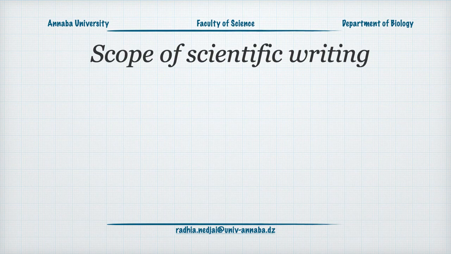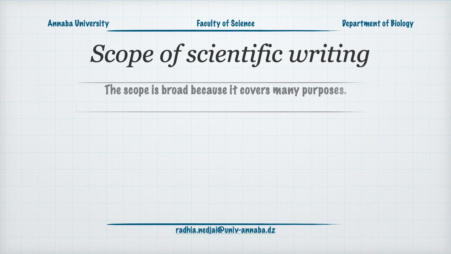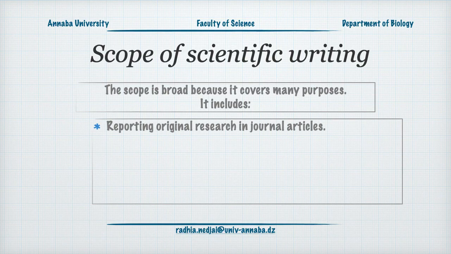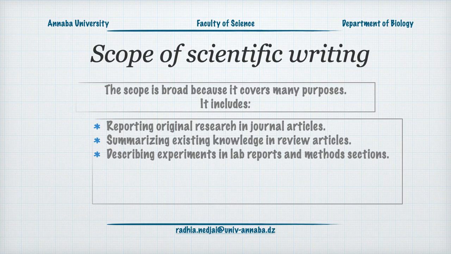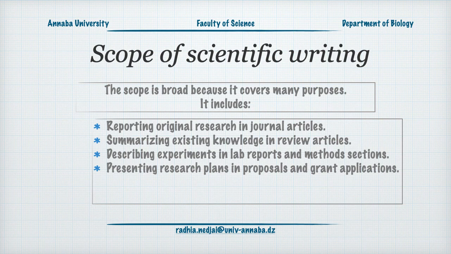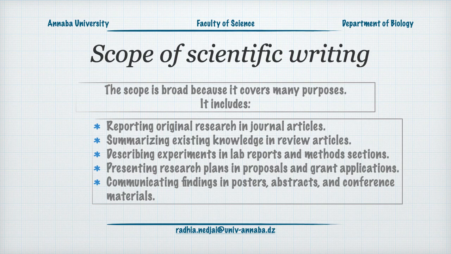Now, the question is, why do we read scientific articles? The scope is broad because it covers many purposes, and it includes reporting original research in journal articles, summarizing existing knowledge in review articles, describing experiments in lab reports and method sections, presenting research plans in proposals and grant applications, communicating findings in posters, abstracts, and conference materials.